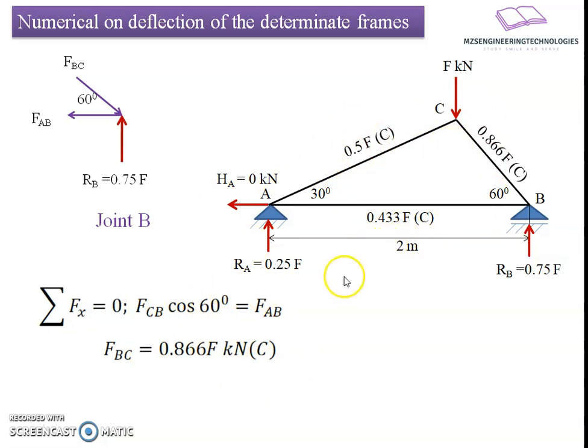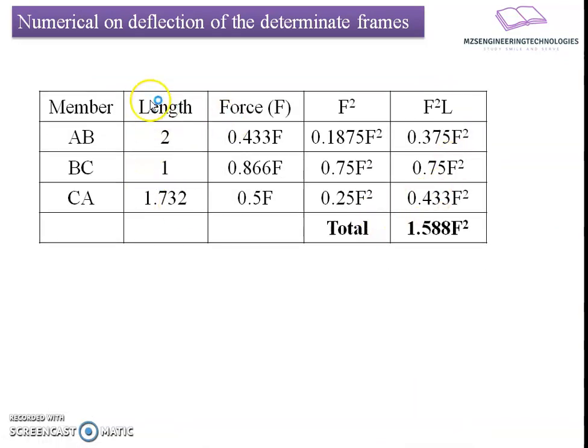Now I'll move towards finding the deflection. For this, I will use the concept of strain energy. I will put all the values in tabular format. The very first column will be members AB, BC, CA. Then the second column will be the length. The AB member length is given as 2 meter, BC we have found to be 1 meter, and CA length is 1.732. We have found it with the triangular properties here.